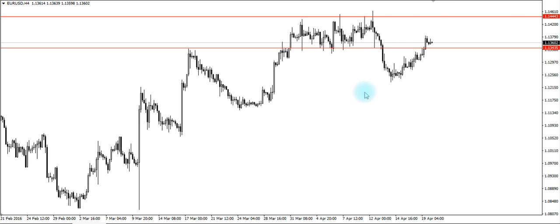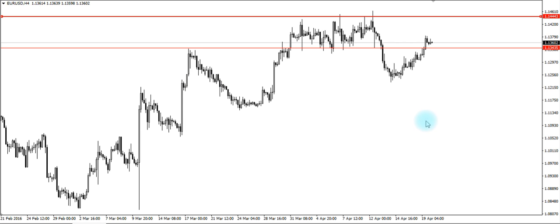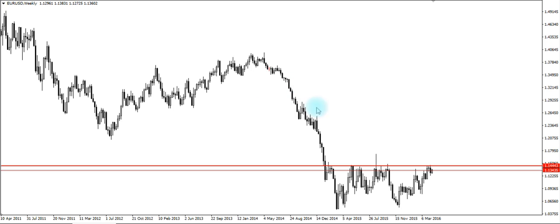So we will be waiting in the 4-hourly chart for the price to appreciate all the way and retest the major resistance level at 1.1443, and to look for the sell. Alright, take note that that is the major major resistance level. So that is for the euro against the US dollar.